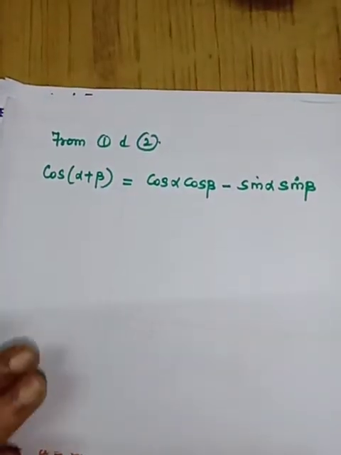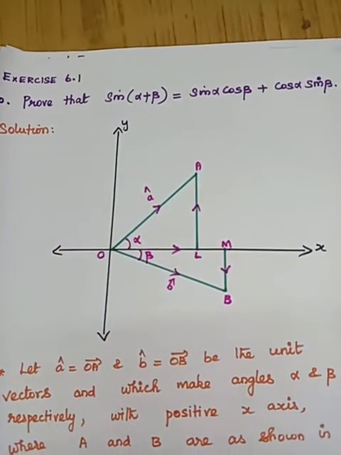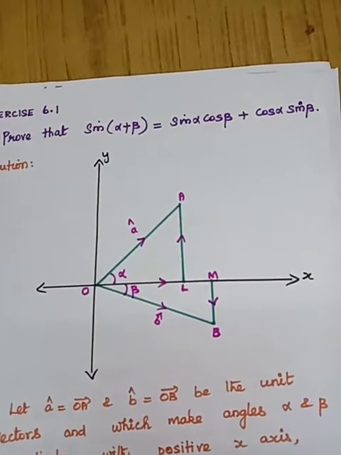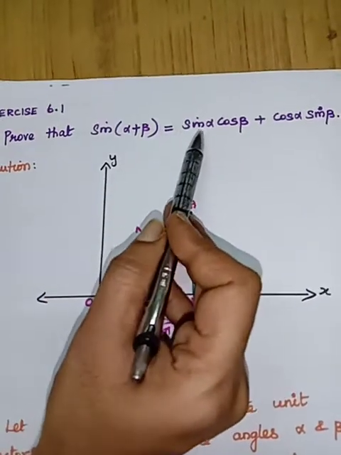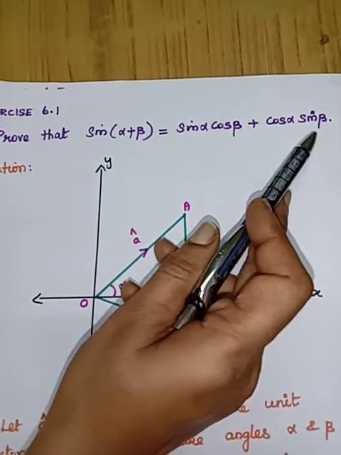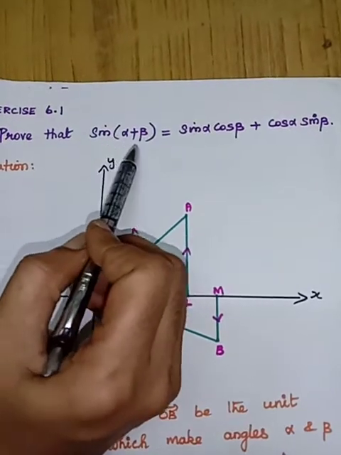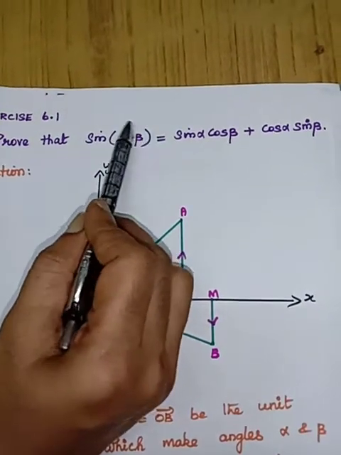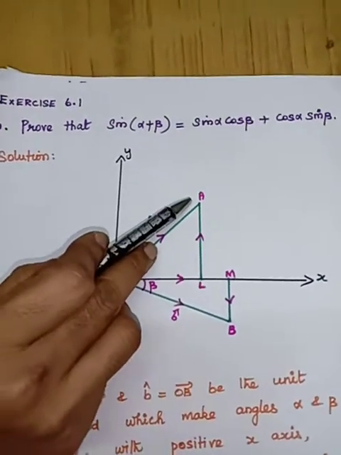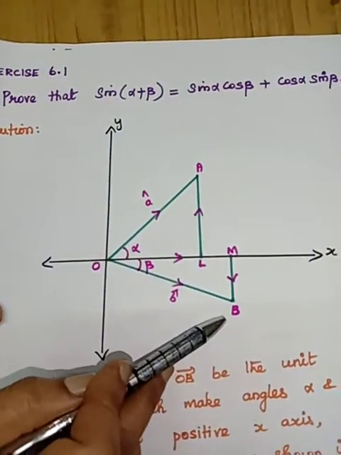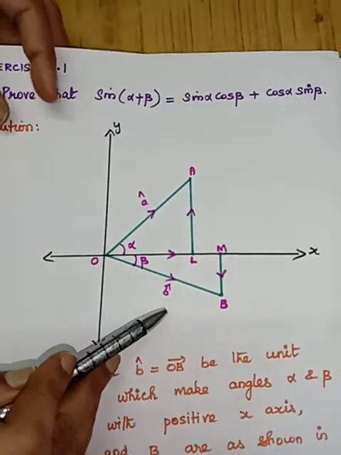So next, we are moving to exercise 6.1, 10th problem. So see the question: sin of alpha plus beta is equal to sin alpha cos beta plus cos alpha sin beta. The first thing you have to see is whether it is alpha plus beta or alpha minus beta. It is alpha plus beta. So if alpha plus beta comes, you have to take one point in the first quadrant and another point in the fourth quadrant. Okay, so the same thing has to be considered.